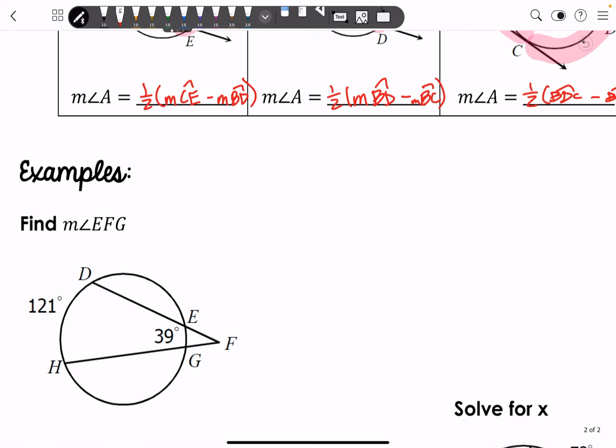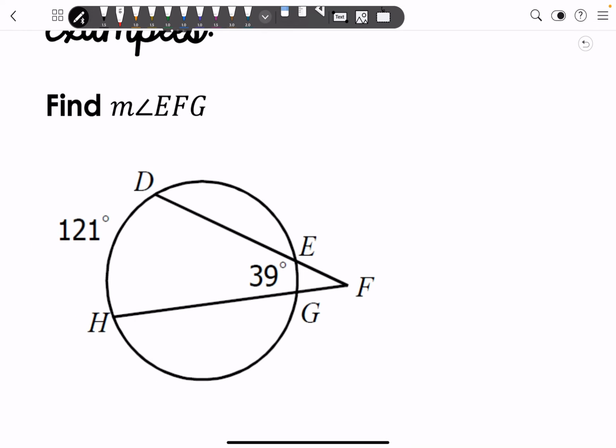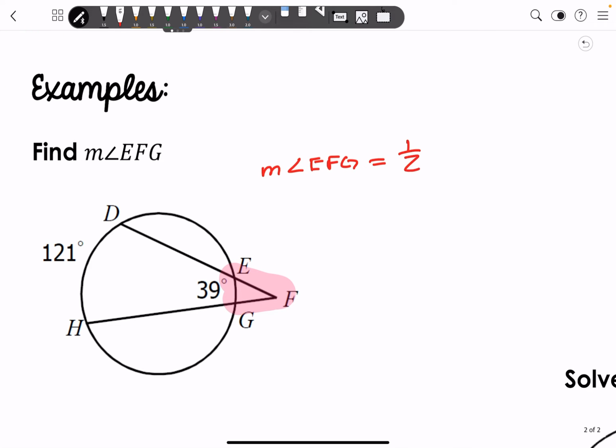All right, so remember, the angle is going to equal half of the big minus little. In this one, we're looking for the measure of angle EFG. Pretty much, we're just looking for that measure of that angle. And the measure of that angle, EFG, is going to equal half of this arc right here, your big arc, so arc DH, minus the measure of your little arc right here, arc EG.